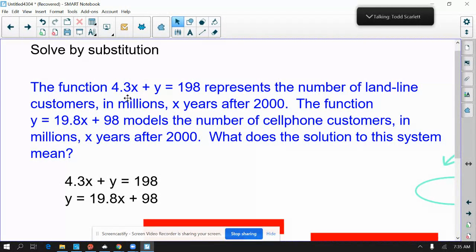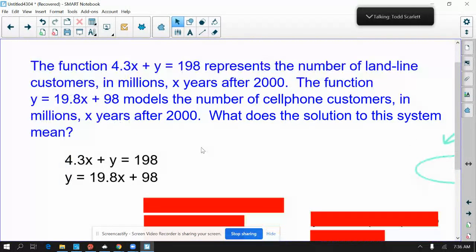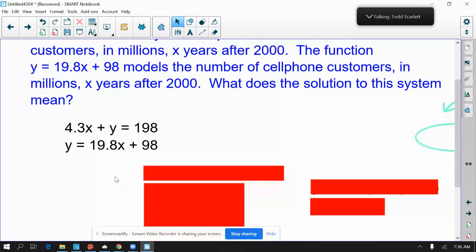But this equation represents the amount of landline customers in millions based on X years after 2000. So Y would be the amount of customers in millions. X is the amount of years after 2000. And this equation represents a similar model, but for cell phones. So that's a system. And what happens if I solve this system? What happens if I find the ordered pair that satisfies the landline situation and the cell phone situation?